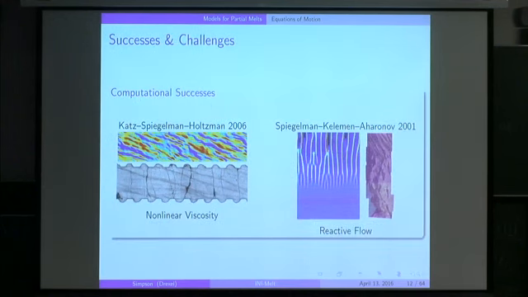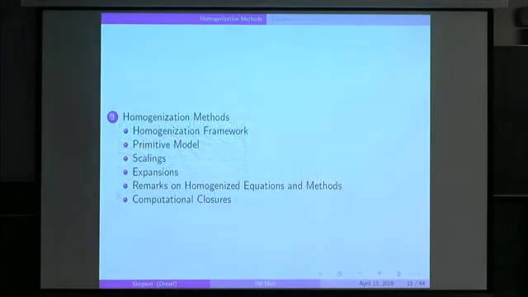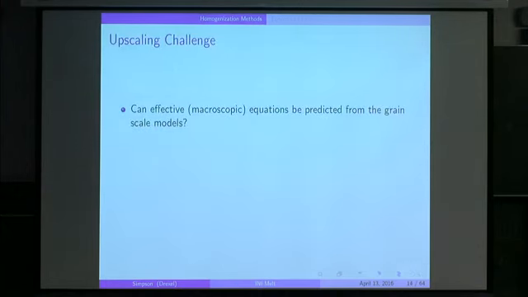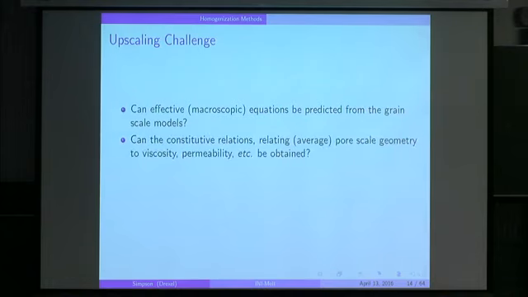These slides are out of date, obviously, because Rich has done quite a bit since then, but people have used these large-scale PDE models to make predictions that have some amount of agreement with lab and field observations. Okay, homogenization. The challenge here is, can we get to the macro scale from a micro scale or grain scale model? And can we say something about what the constitutive relations are?